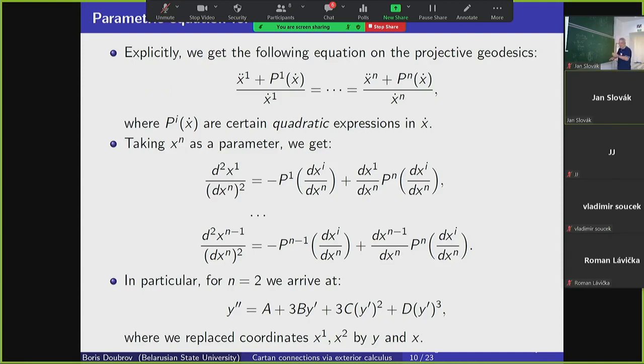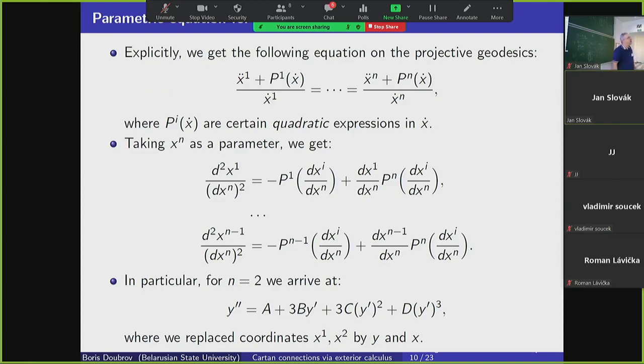One interesting open question for those who would want to have some more challenging part of Cartan geometry. I here wrote explicitly the equation on projective geodesics for projective connection on the plane. If you have a projective connection on the plane, then you know that projective geodesics will be defined by this kind of second-order ODEs.